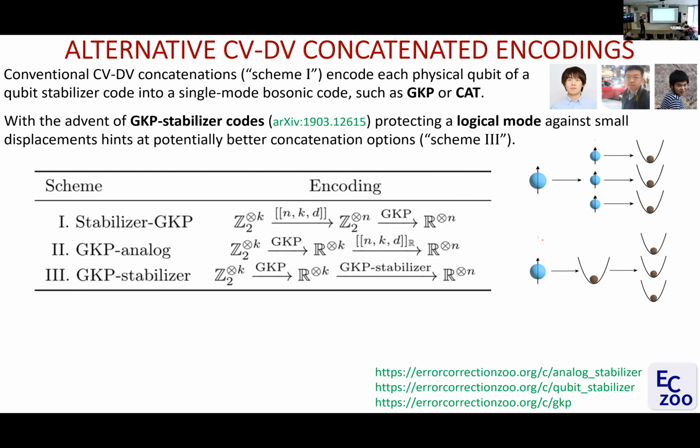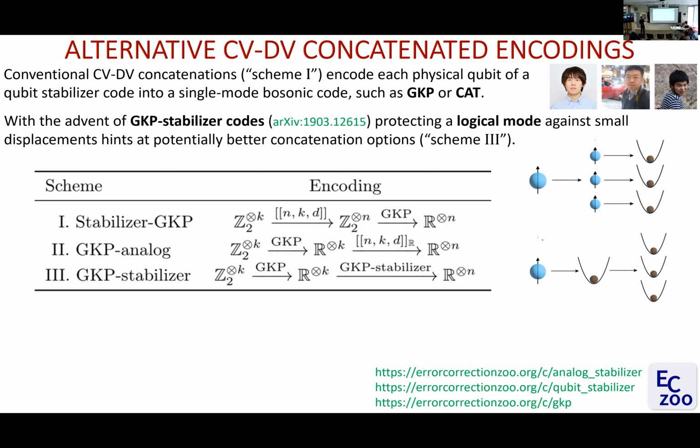So the concatenation would basically be taking multiple modes and encoding a logical mode in these multiple modes using this GKP stabilizer prescription. This is an infinite dimensional information space that's embedded redundantly in these multiple infinite dimensional ones, but then concatenating that by encoding a finite dimensional subspace in this infinite dimensional space. So this is the combination.